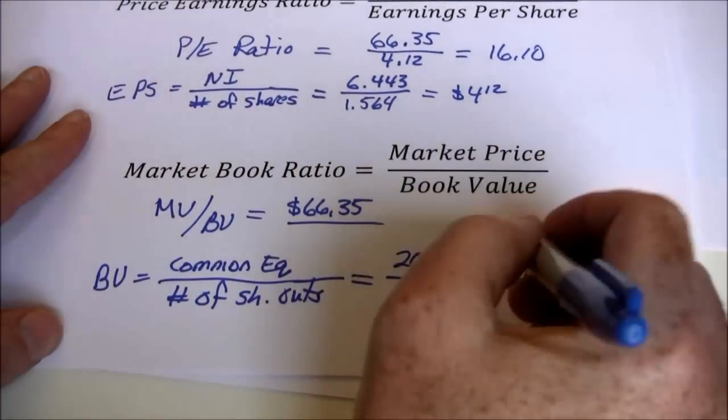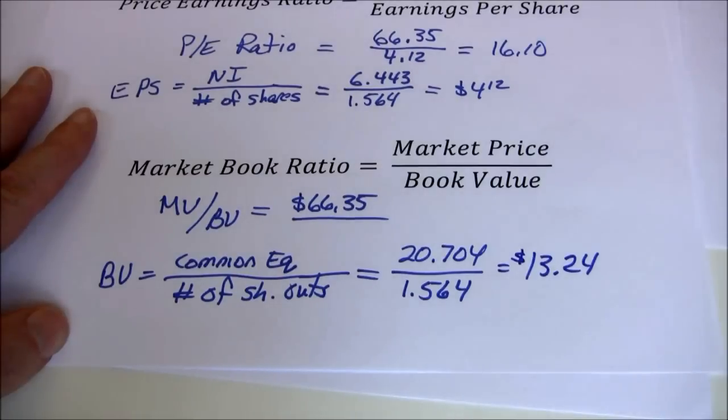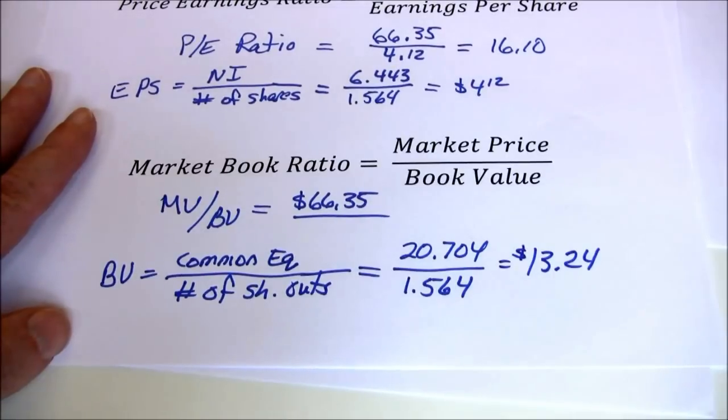That's the accounting value of the company. So from the balance sheet, that's what the accountants are telling us each share of stock is worth. Now that tends to understate the true value of the company. There are several reasons for that. One, accounting does not do a great job of capturing the true value of intangible assets.